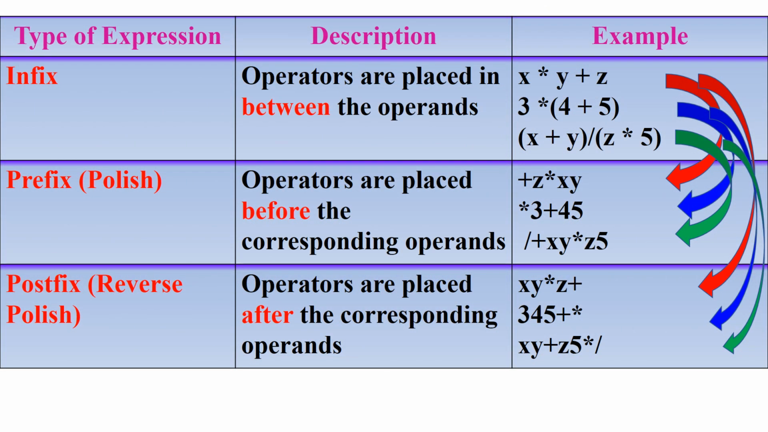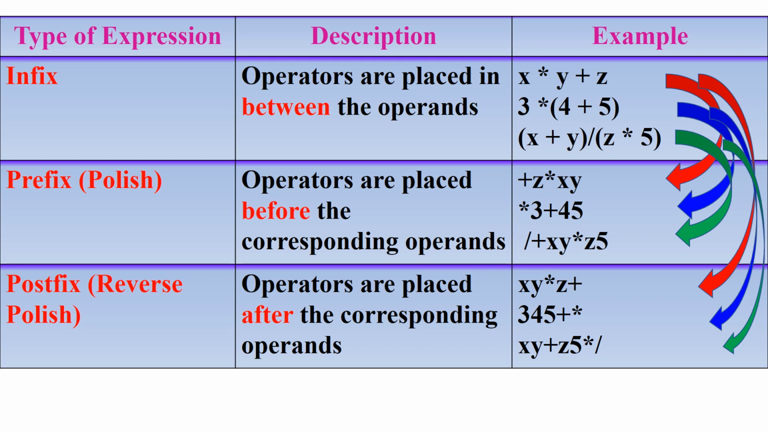Let's recall the three notations with examples. In infix notation, operators are placed in between the operands. For example, x asterisk y plus z. You can see the operators asterisk and plus are between the operands x, y, and z. Likewise, look at the second example, 3 asterisk 4 plus 5, and the third example, x plus y slash z asterisk 5.